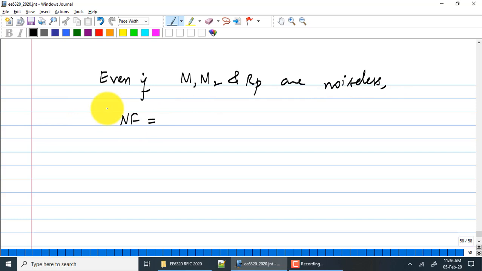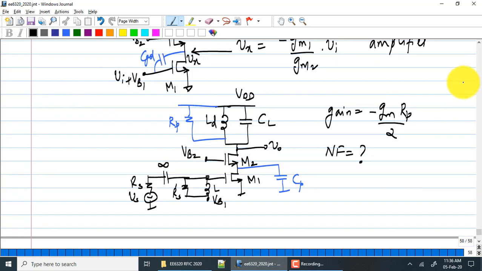Everything is noiseless, right? So you just need to calculate the noise figure at the input of the transistor, M1. What is that noise there? You have two noise currents flowing into that node. One is from RS, the other is from RS prime. They are both equal. Correct? So if you had to calculate the noise figure, what do you think it will be?